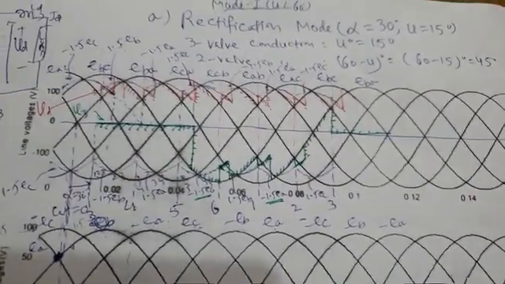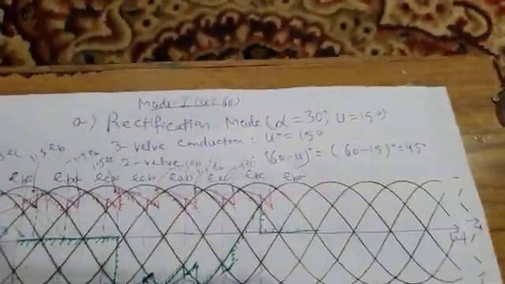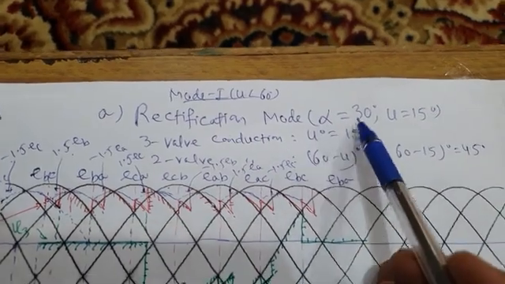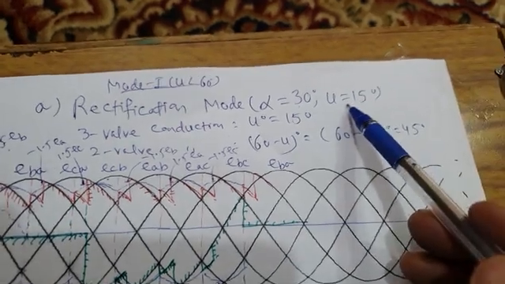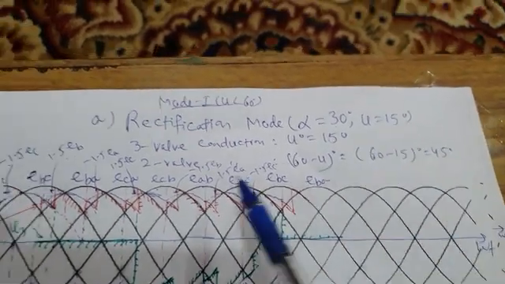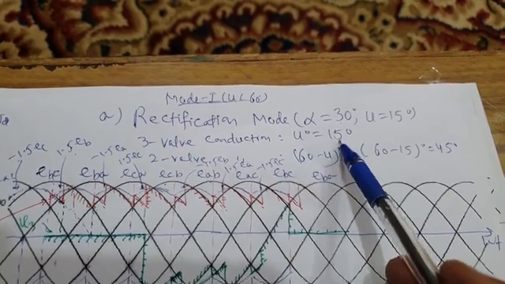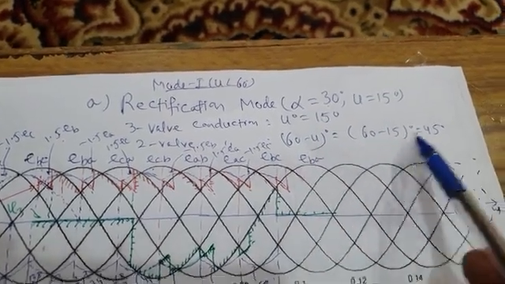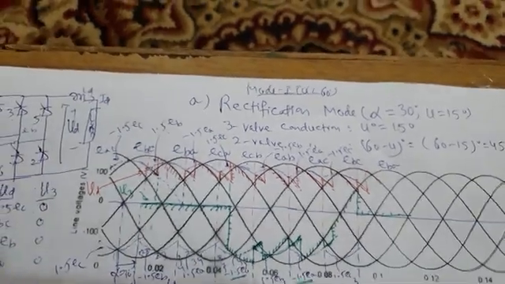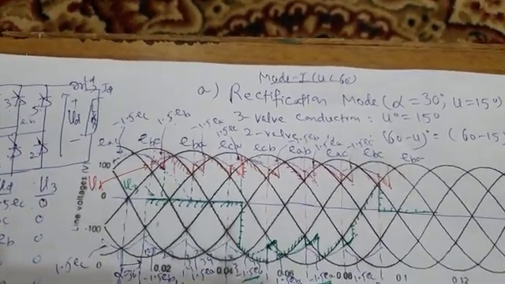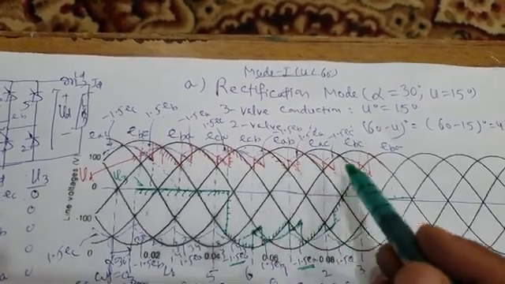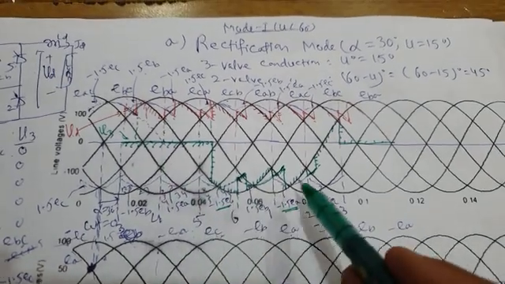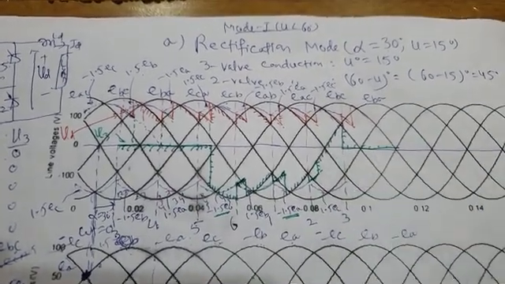This is the waveform for rectification mode. In the rectification mode of operation, we assumed alpha to be 30 degrees, and we assumed commutation overlap angle 15 degrees. So therefore 3 value conduction is for 15 degrees and 2 value conduction for 60 minus 15, 45 degrees. And we have drawn the waveforms. For alpha equal to 30 degrees, this is the type of load voltage waveform we got. And this is the type of voltage across value 3 we have got.